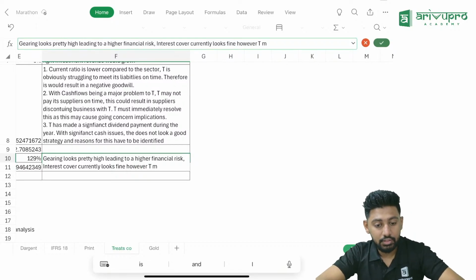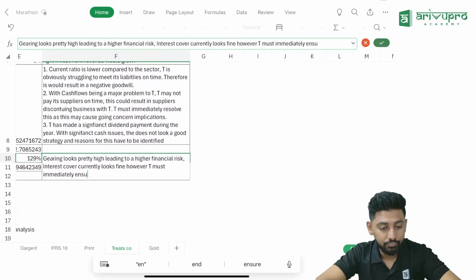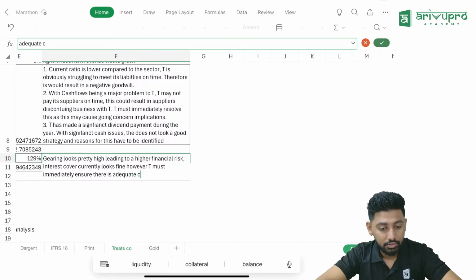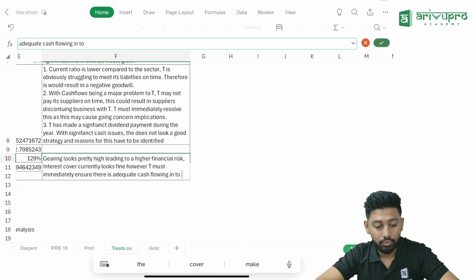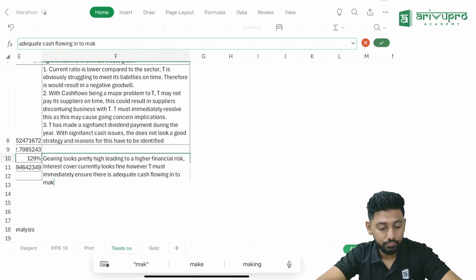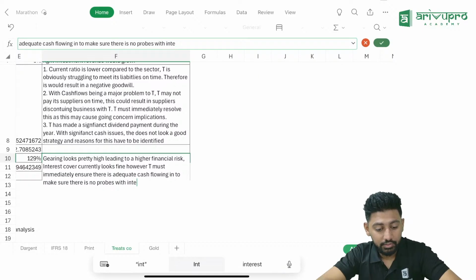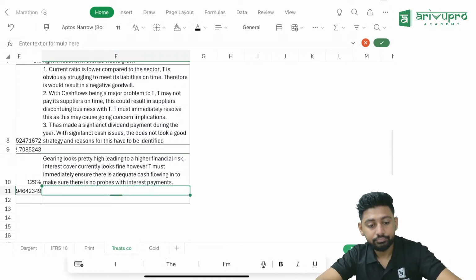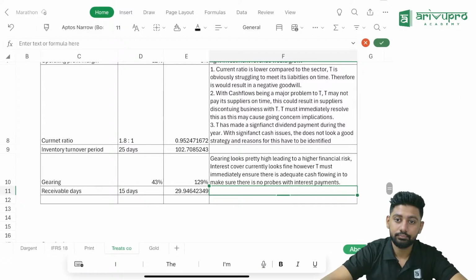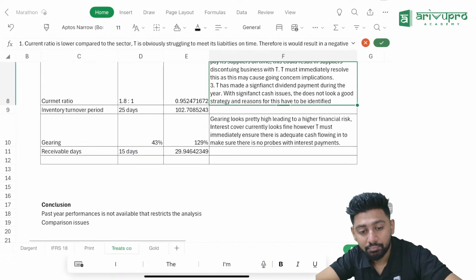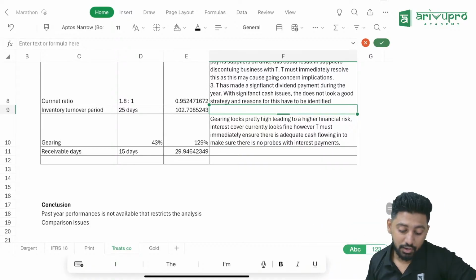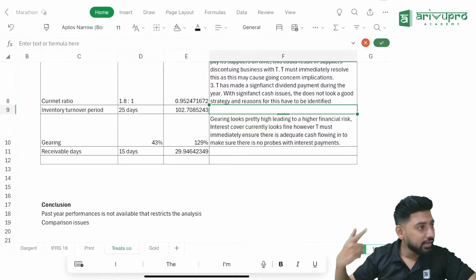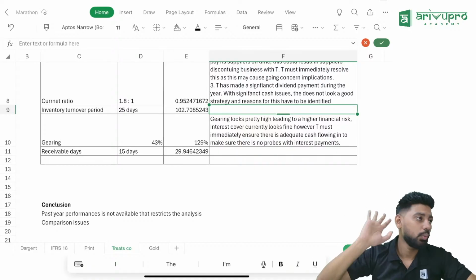However, T must immediately ensure there is adequate cash flowing in to make sure there is no problem with interest payments, because we have cash flow problem. In other words, why do we have cash flow problem? Because our inventory is being stuck in the supermarket for a very long time. So if we can convert this into cash, we are sorted.